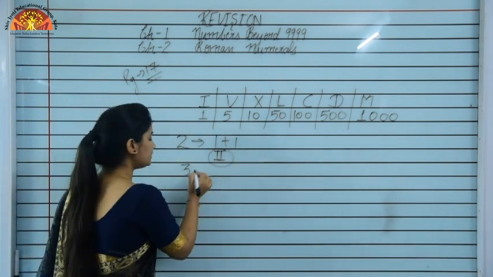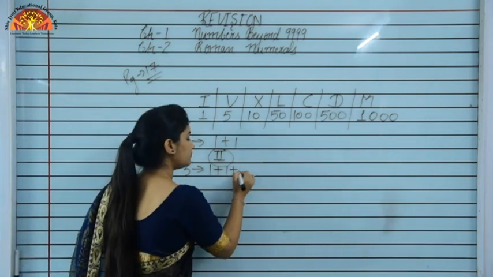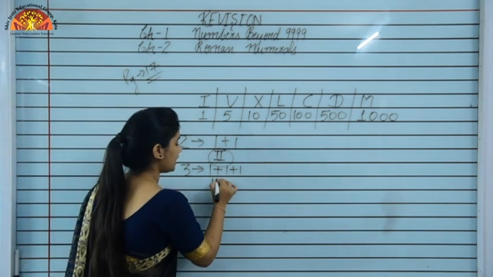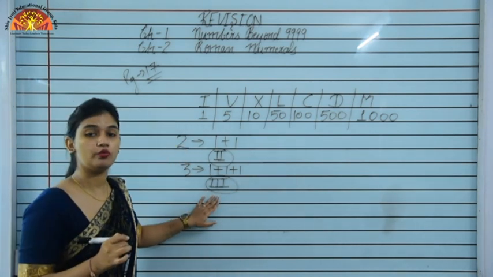Now suppose we are writing 3. So how can we write 3? We can write it like 1 plus 1 plus 1, that will be 3, and I plus I plus I. So in this way we can write 3 in Roman numerals.